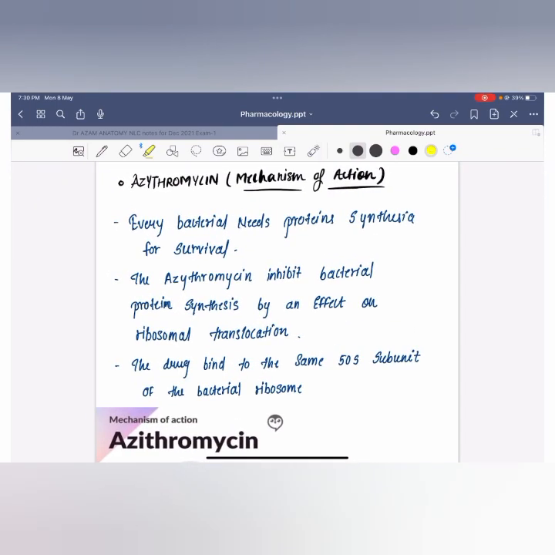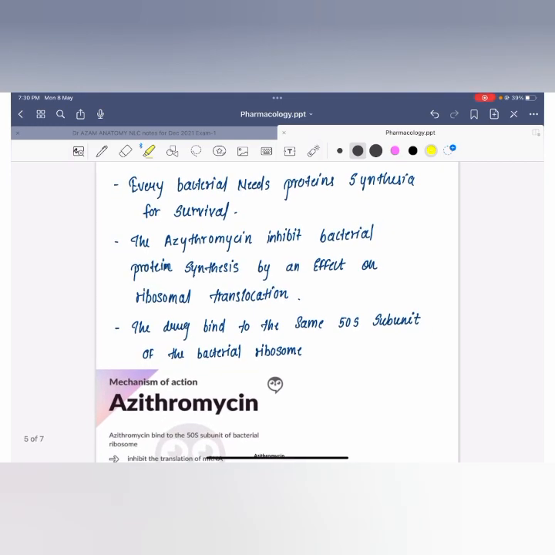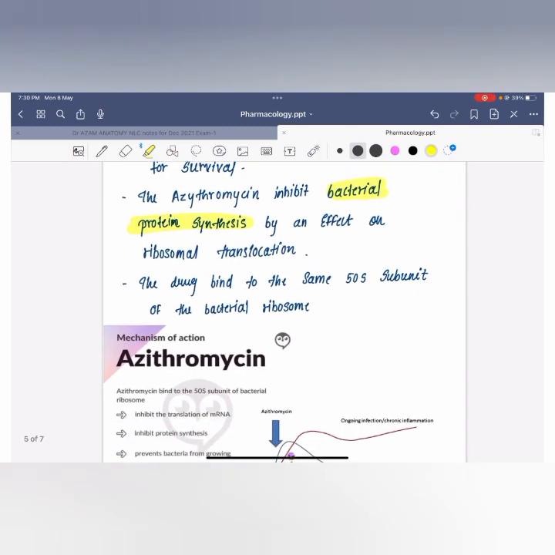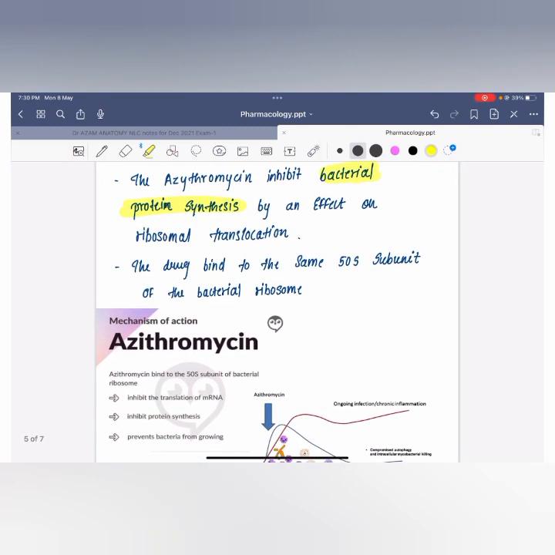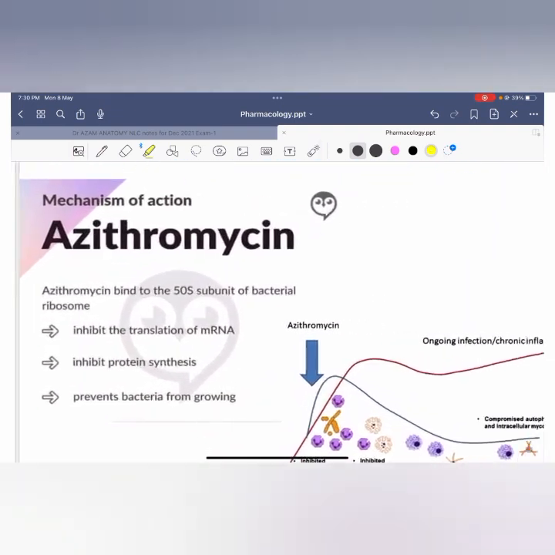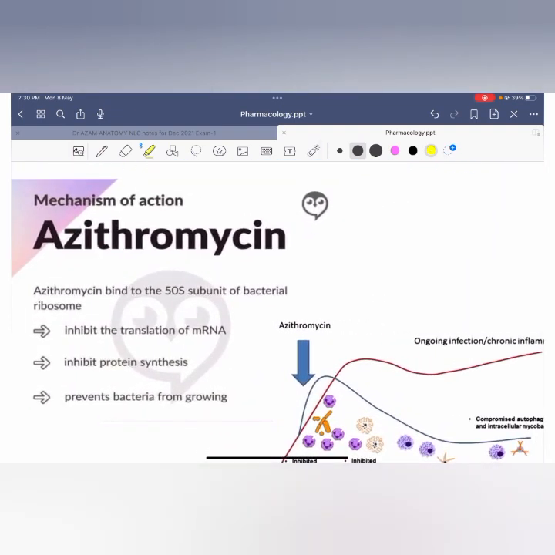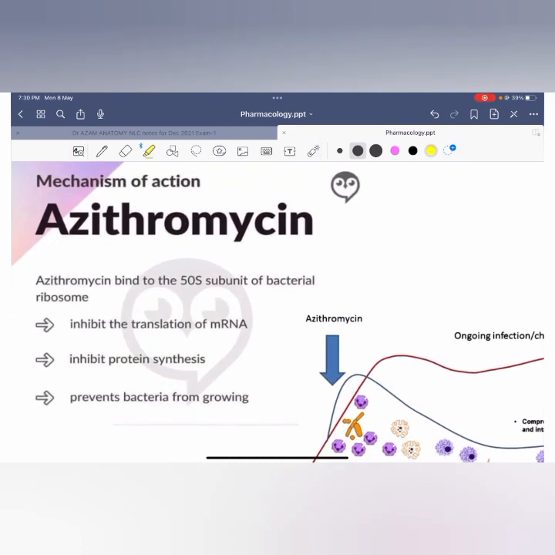Erythromycin mechanism of action. As we all know, every bacterium needs protein synthesis for survival. Erythromycin inhibits bacterial protein synthesis by an effect on ribosomal translocation. The drug binds to the 50S subunit of the bacterial ribosome, which inhibits the translocation of mRNA. That inhibits protein synthesis and prevents the bacteria from growing.